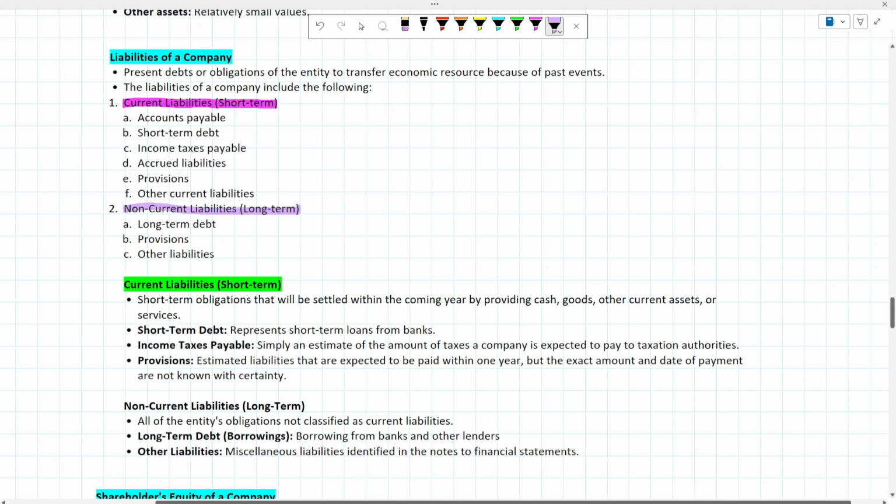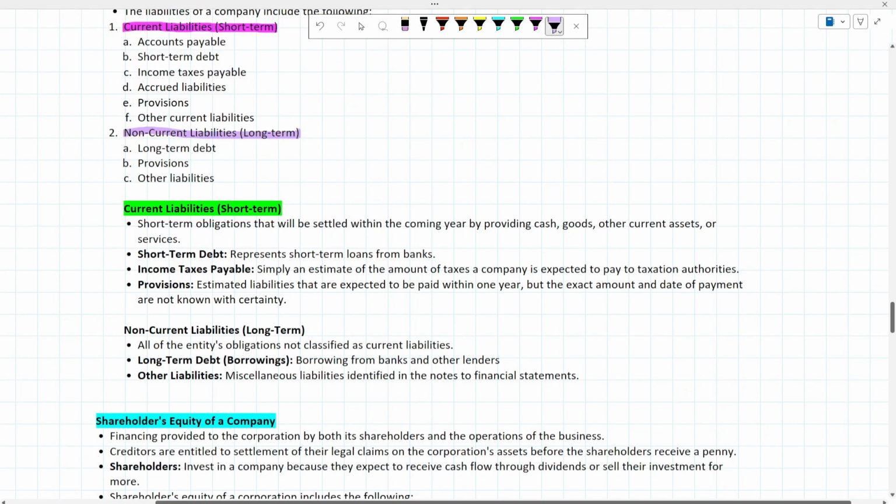Current liabilities are short-term obligations that will be settled within the coming year by providing cash, goods, current assets, or services. Short-term debt represents short-term loans from banks. Many companies take a loan from a bank and report it in short-term debt because they have to repay the banks with interest. Income tax payable is simply an estimate of the amount of taxes a company is expected to pay to taxation authorities. Provisions are estimated liabilities that are expected to be paid within 1 year, but the exact amount and date of payment are not known with certainty.